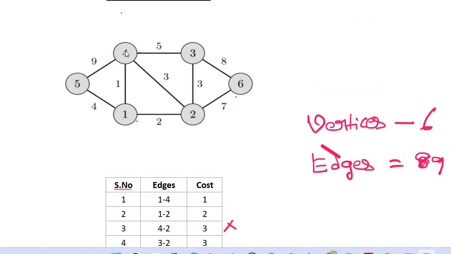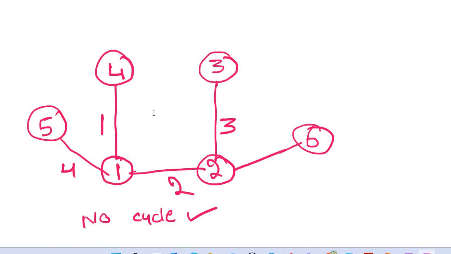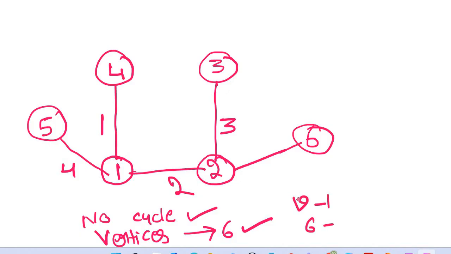How many vertices are there here? Total initially 6 vertices. So finally whether we have all the 6 vertices or not, 1, 2, 3, 4, 5, 6. So total number of vertices are 6. So I can write vertices are 6. So second condition satisfied. What is the third condition? What is the third property? Total number of edges are equal to p minus 1. So 6 minus 1, which is equal to 5. So 1, 2, 3, 4, 5. So this condition is also satisfied.